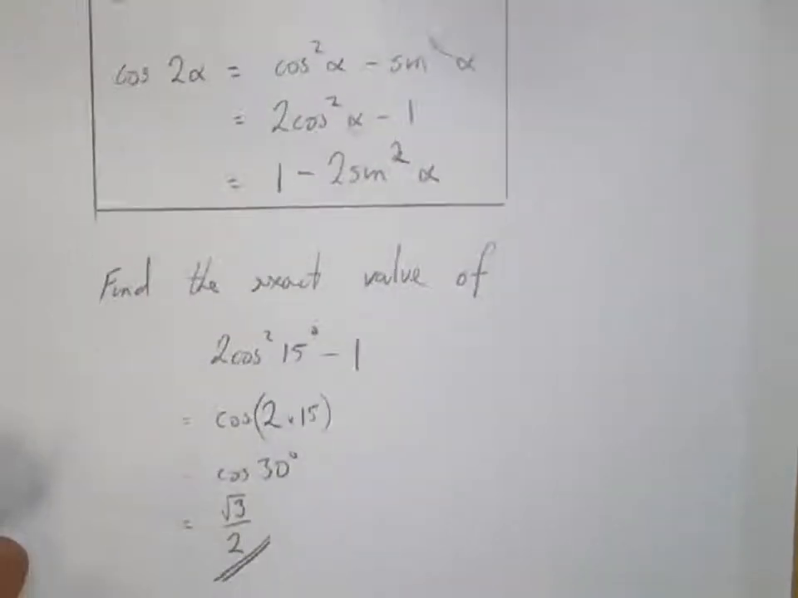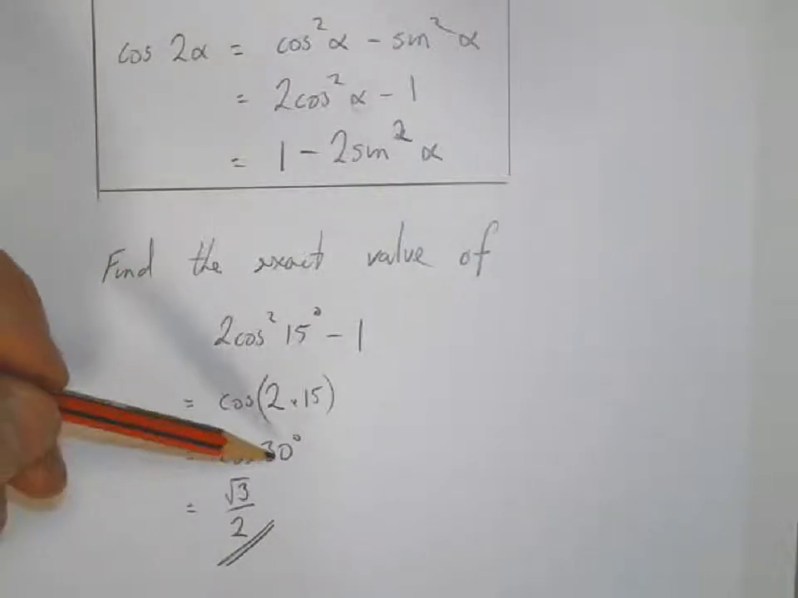And the exact value of cos of 30 degrees is root 3 over 2. There we go, cos of 30, which is root 3 over 2.